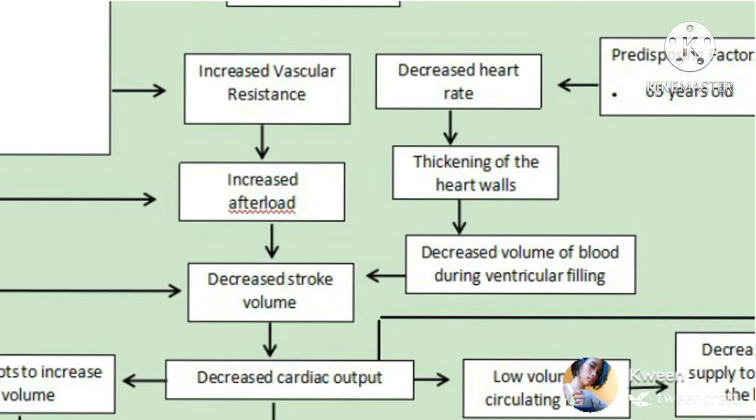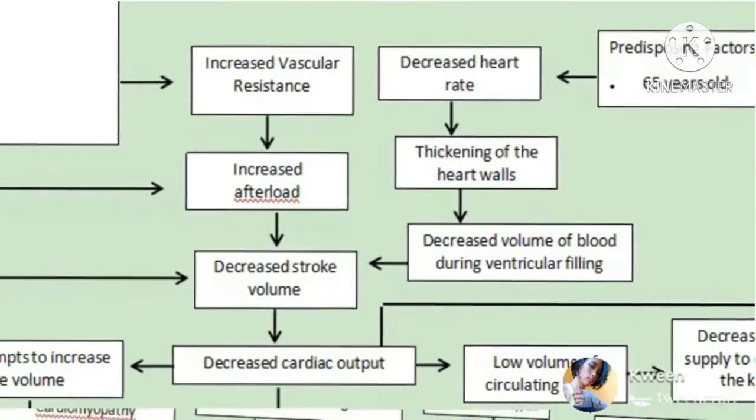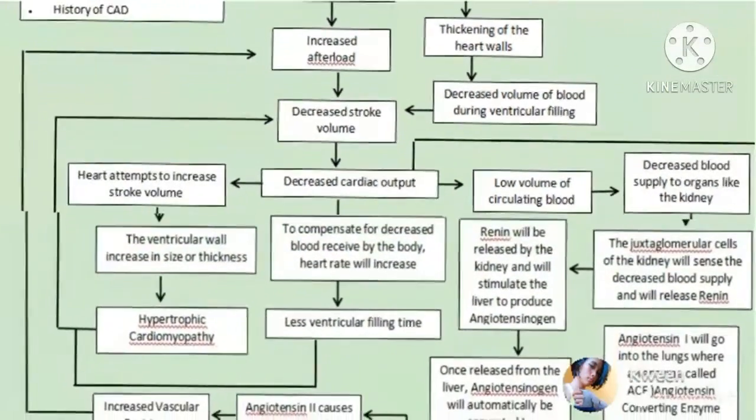Going back, the thickening of the heart walls can also cause a decrease in the volume of blood during ventricular filling. And the decreased volume of blood during ventricular filling can also cause decrease in stroke volume and therefore decrease in cardiac output. Now, the decrease in cardiac output could result to many things.